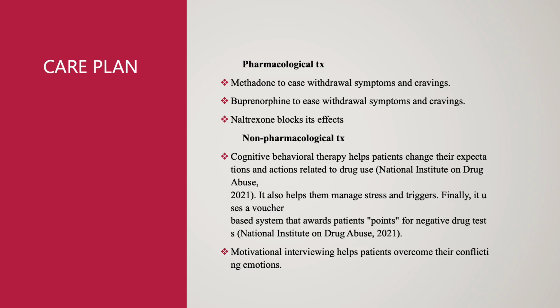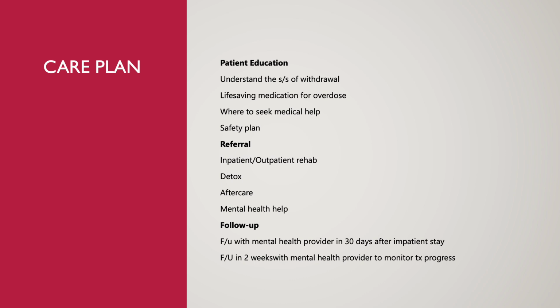The care plan would include pharmacological treatment such as methadone, buprenorphine, and naltrexone, and non-pharmacological treatment, cognitive behavioral therapy, and motivational interviewing. The care plan will also include patient education. Patients need to understand the signs and symptoms of withdrawal, any life-saving medication that can help with overdose, where to seek medical help, and also create a safety plan.